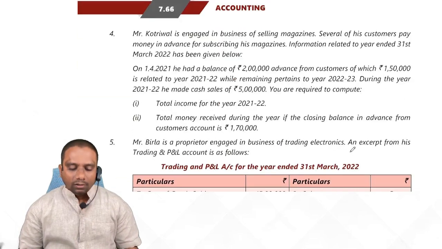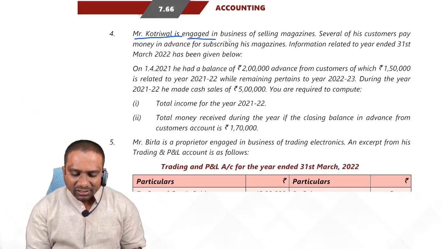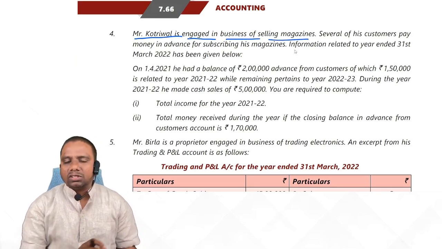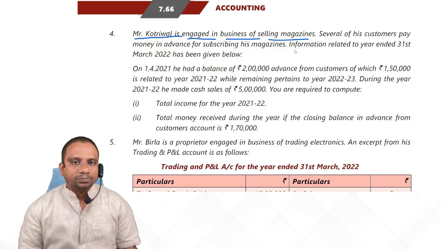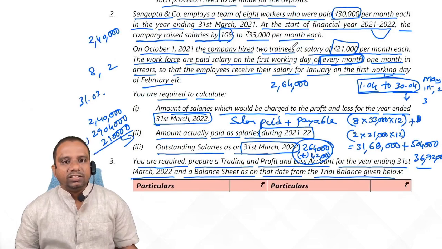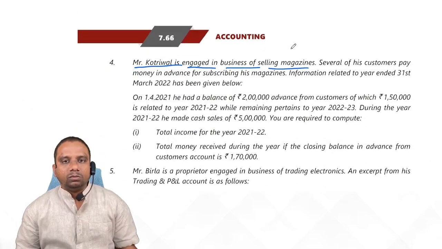Next one. Mr. Kotriwal is engaged in business of selling magazines. See, these type of problems, occasionally they give in the exams, like this problem and the salary calculation problem. Is it clear, students? Next one. So don't leave these problems.